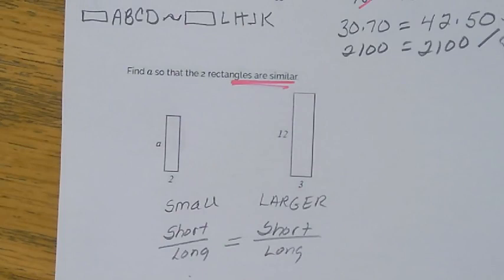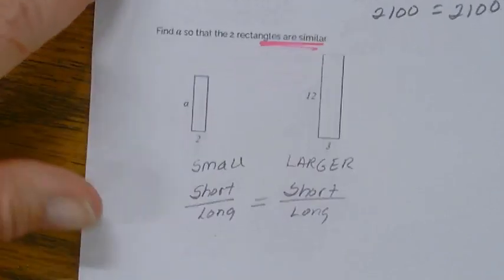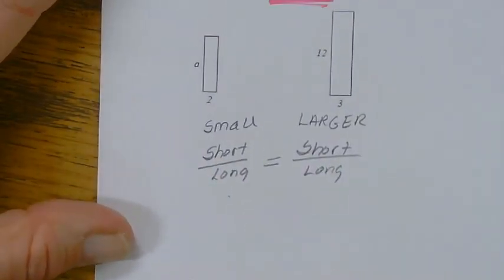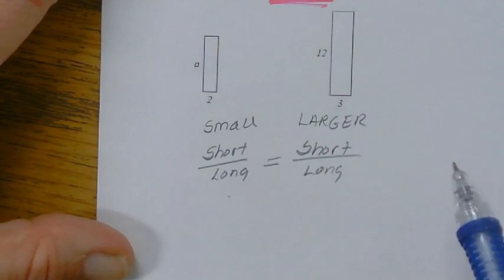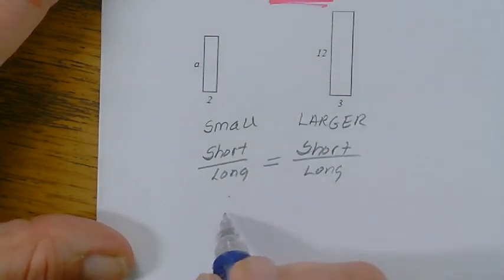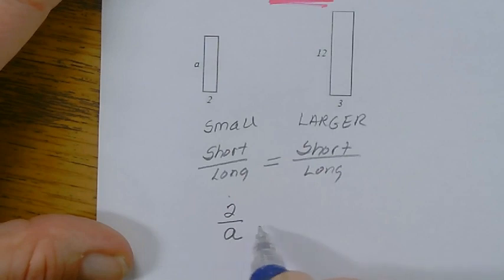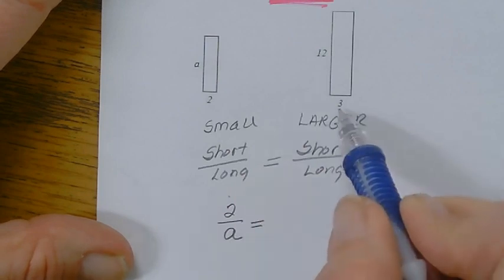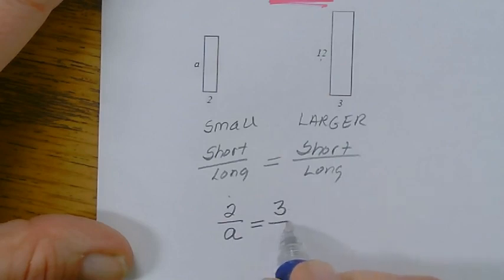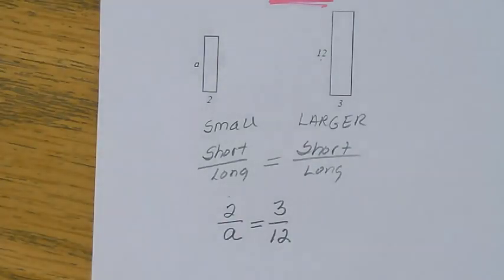So kind of the same thing we did up above, only now we're missing a piece. So it's kind of like we were doing in the box. You're going to actually be finding that value that makes this true. So short over long, 2 over A equals short over long, so 3 over 12. So we're supposed to find that value for A. So go ahead and do your cross products and solve for A. Solve for A. So this is just like we were doing in the box.